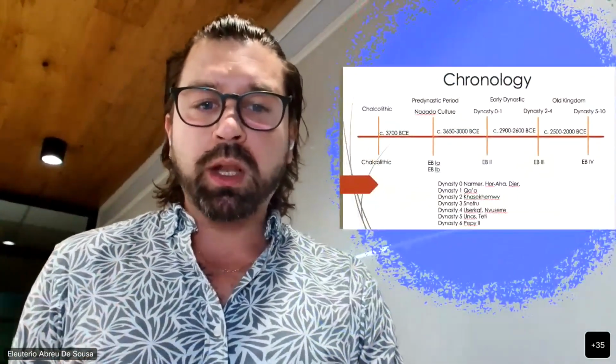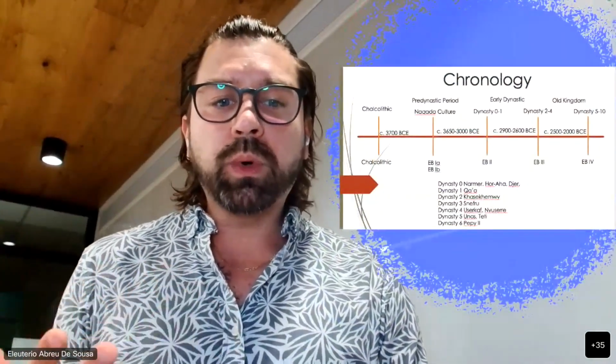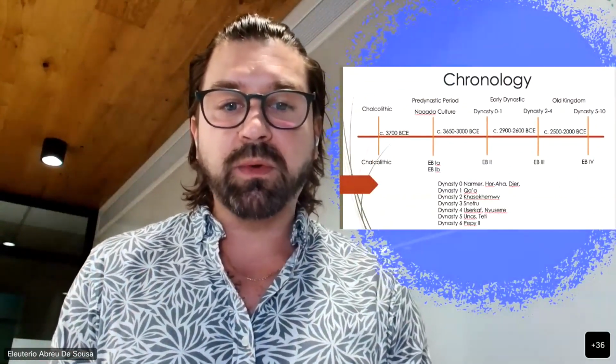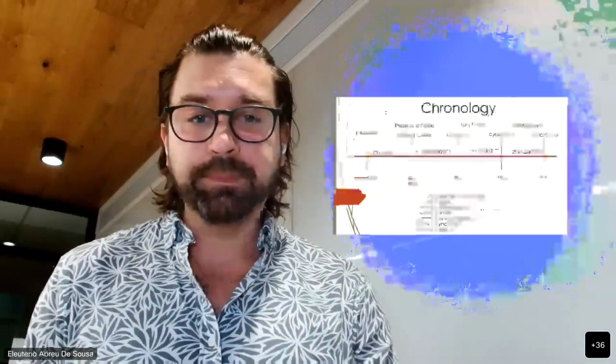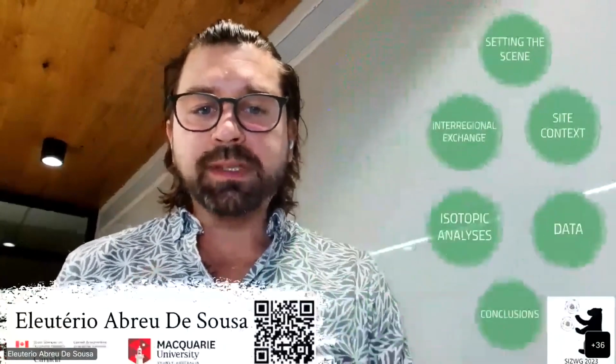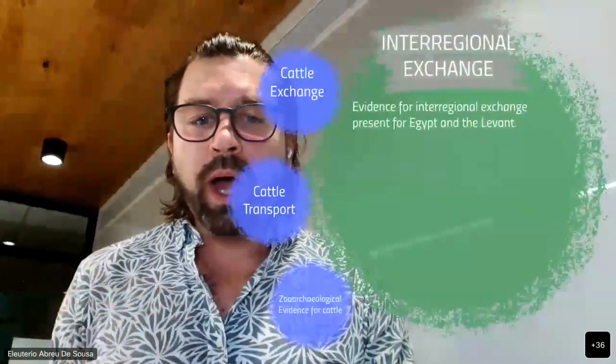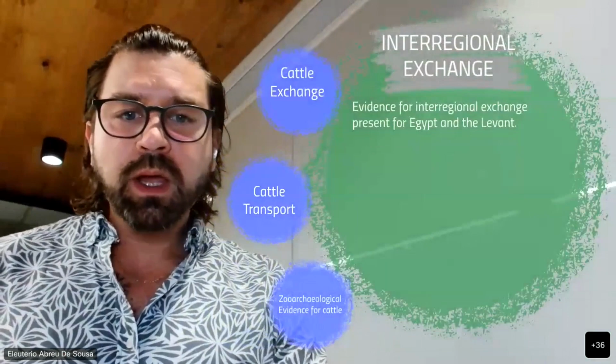In terms of the chronology of this project, we're looking at the Chalcolithic right until the EB4. So we're talking anywhere from around 3700 BCE all the way to 2000 BCE, right from the Egyptian Chalcolithic through to the Old Kingdom. And there, right below, you have some of the main kings and pharaohs that ruled during this time. So with that being said, let's get right into why this project came to be.